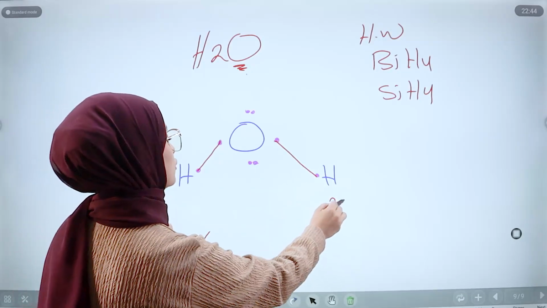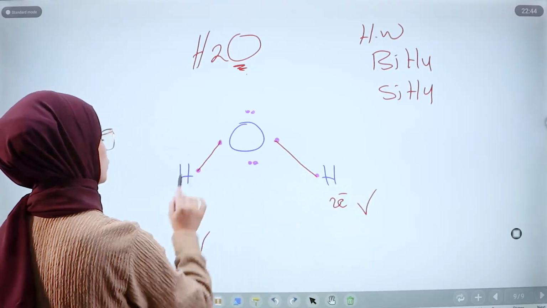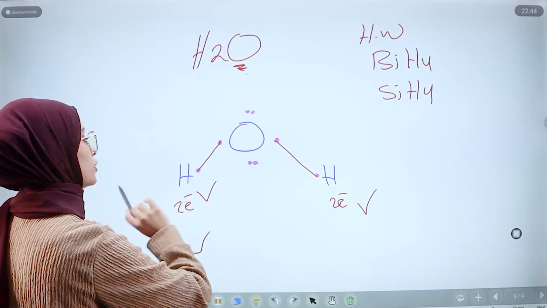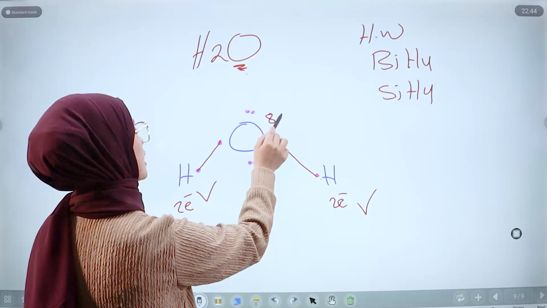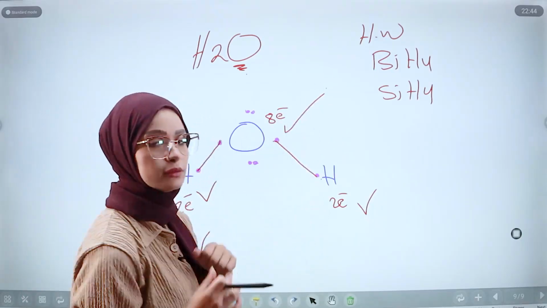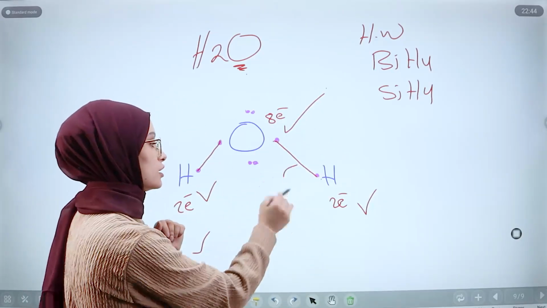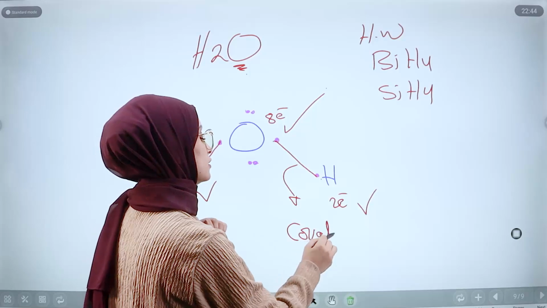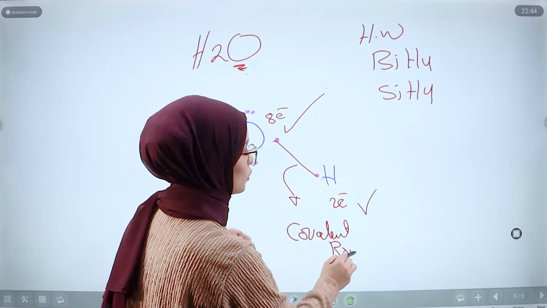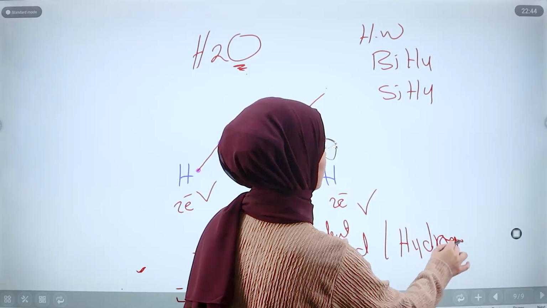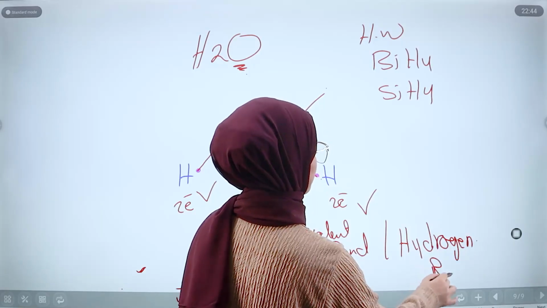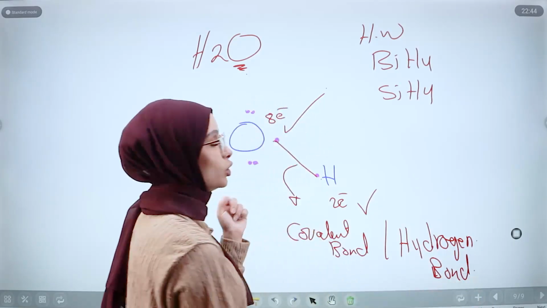1, 2 for the hydrogen, thank you, I'm stable. For the oxygen, 1, 2, 3, 4, 5, 6, 7, and 8, I am good, I'm feeling good, right? This is for the oxygen, and this is called a covalent bond. By the way, this is as well a hydrogen bond, and this is a polar compound.